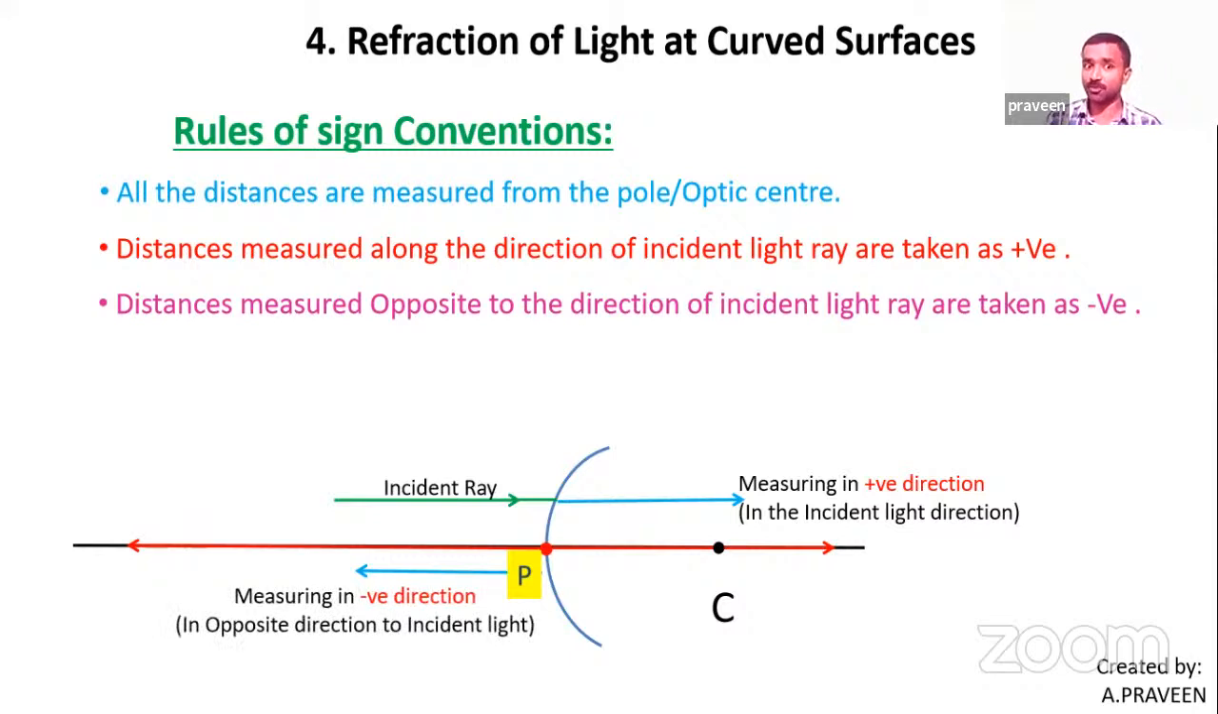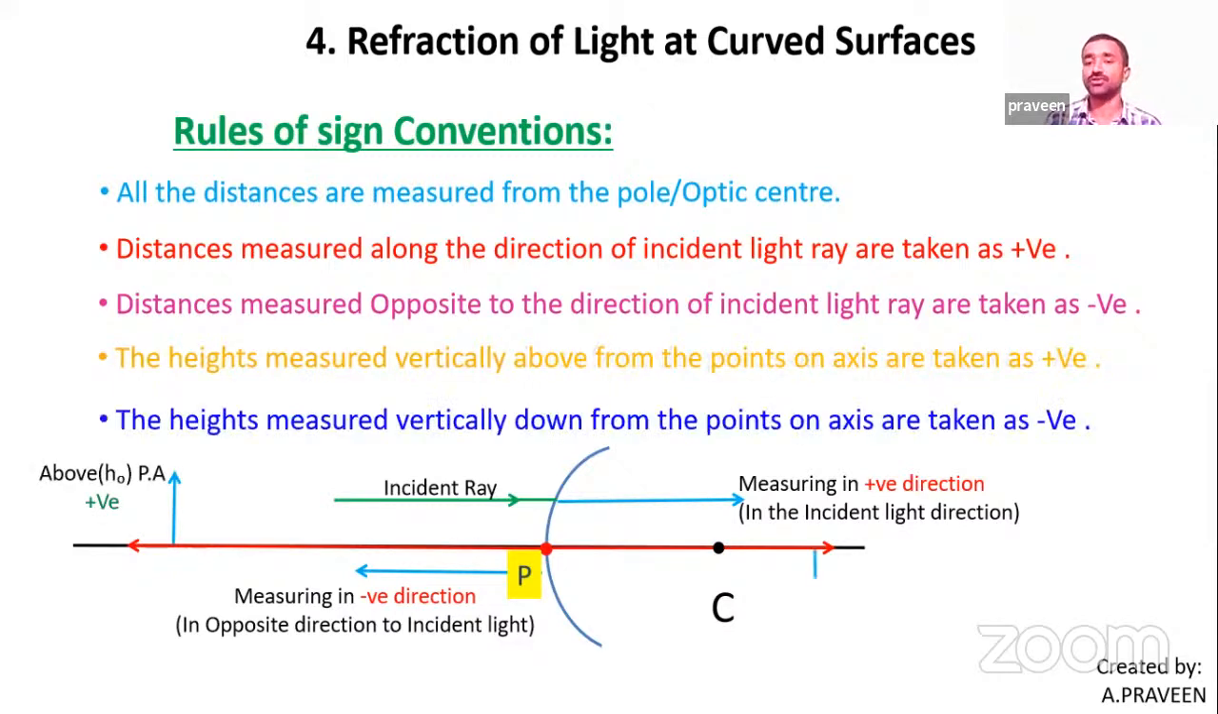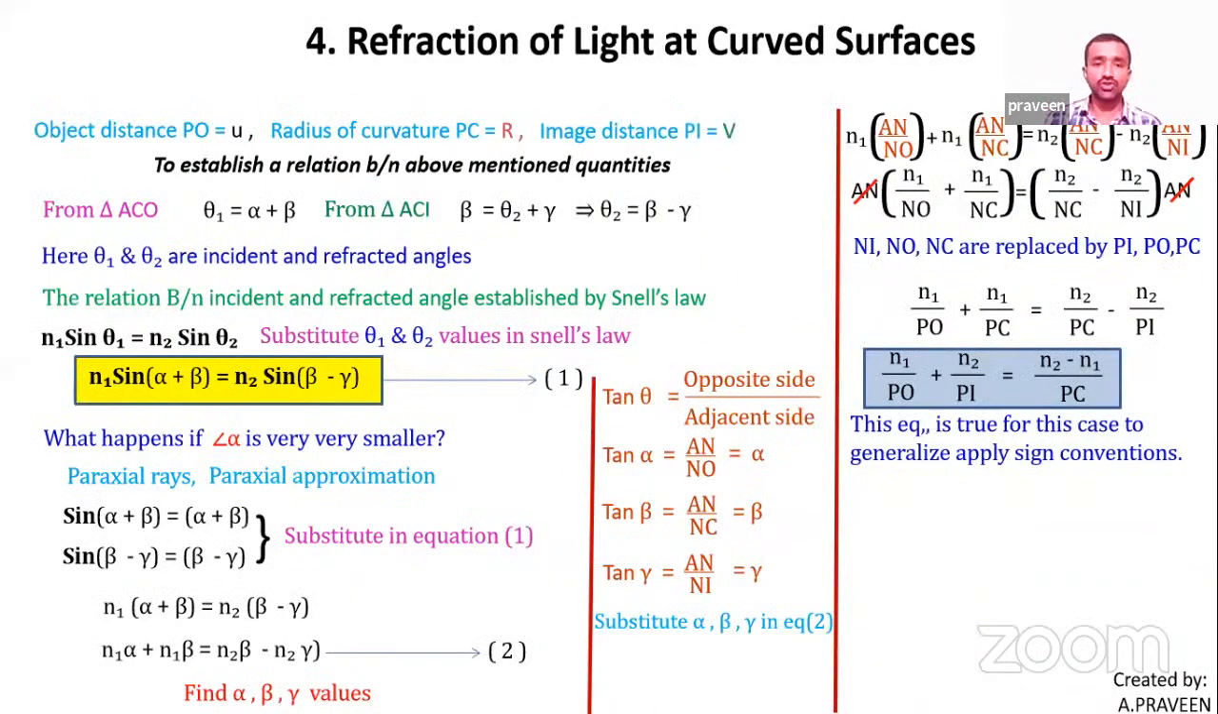Next, heights can be measured above the principal axis. If the height is measured above the principal axis, it is taken to be positive. If it is measured below the principal axis, it is taken to be negative. So these are the rules of sign convention. According to this, we can apply the sign convention in this equation. So here the radius of curvature: the incident light ray is on this side and the radius of curvature is measured towards this side, so it is taken to be positive.